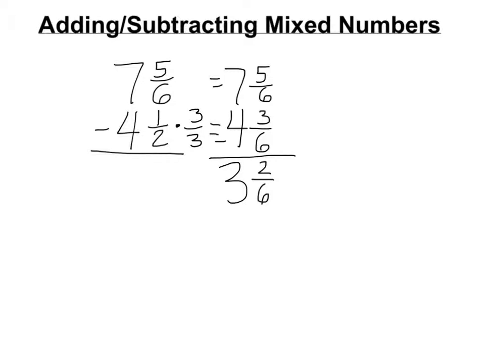Now I check to see if I can reduce or simplify. It is not an improper fraction, but 2 goes into both of these. So, whole number, and then 2 over 6 becomes 1 over 3. So my final answer, 3 1/3.